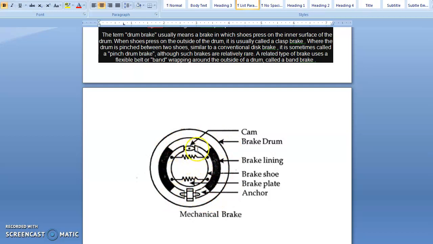Depending upon the requirement of the mechanical brake, sometimes we use one cam, just like in a motorcycle. If you require a more efficient braking system, or if you want to handle more load, then in place of the anchor pin we can also use another cam. So this is all about your mechanical brake.